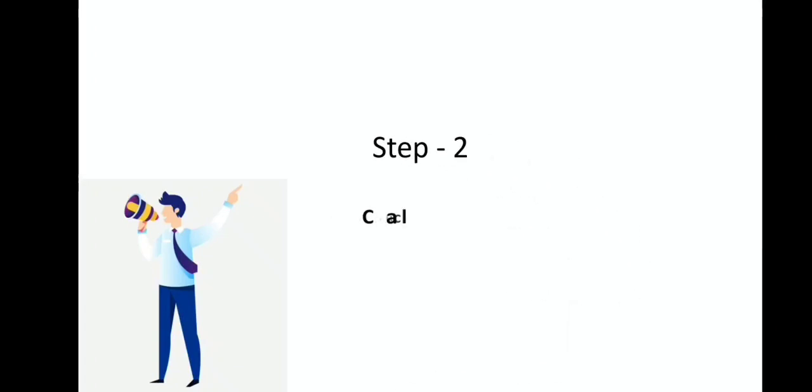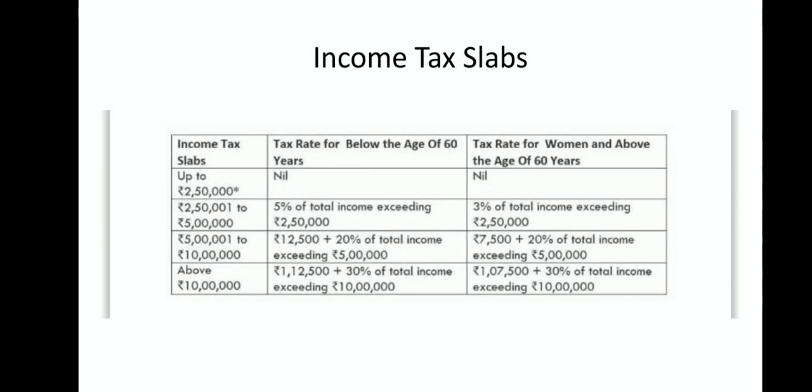Step 2 is to calculate the income tax. Income tax is computed on the basis of income tax slabs, which are expressed here in this table. To make it easier, let's elucidate a little more on slabs. Let the taxable income of a person be 16 lakhs. This taxable income will be broken into slabs.